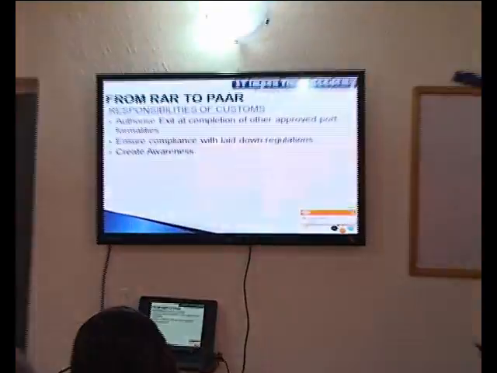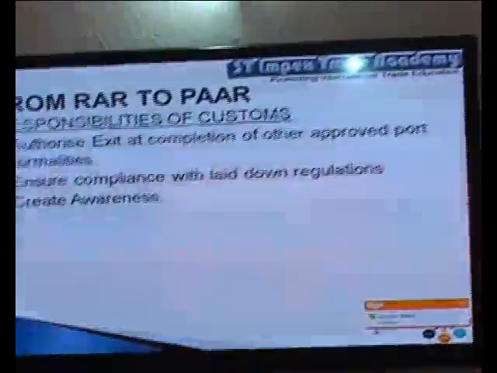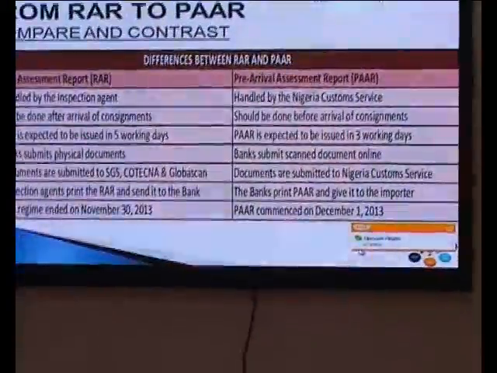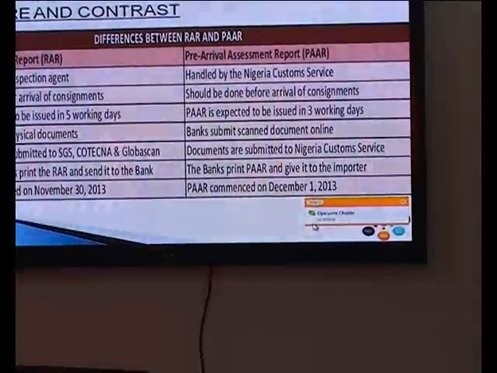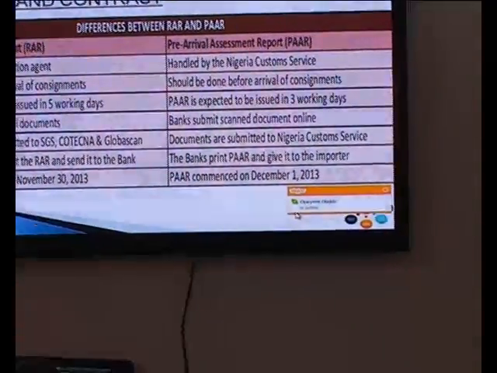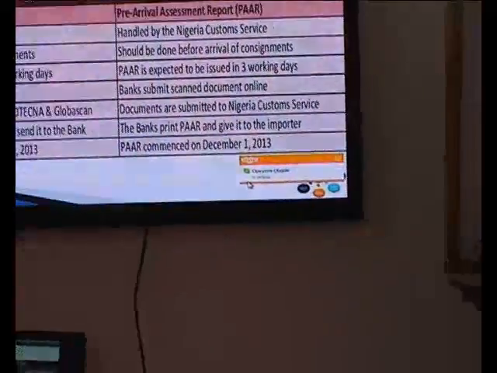Authorize exit at the port, other approved formalities, and then ensure compliance with data regulation and create awareness. Look at some of the differences that we identified, and I will show you the one that Customs put in the public domain. RA is handled by who? Inspection agent, and PA is handled by Customs.